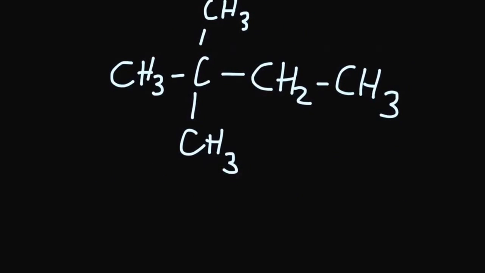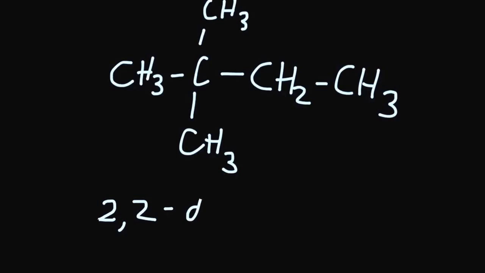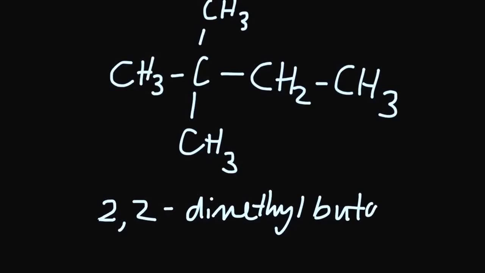Okay, this time we're going to take 2 methyl groups. So this would be longest chain, number of substituent groups, location of substituent groups. So this would be 2,2-dimethyl butane.